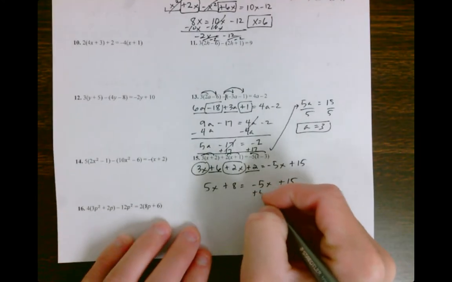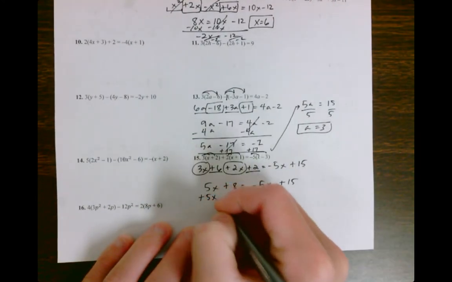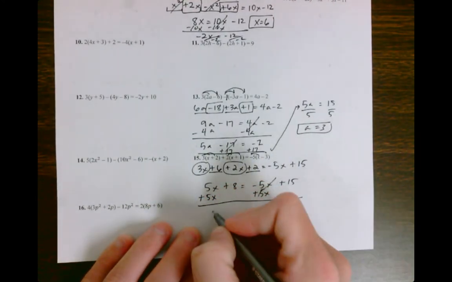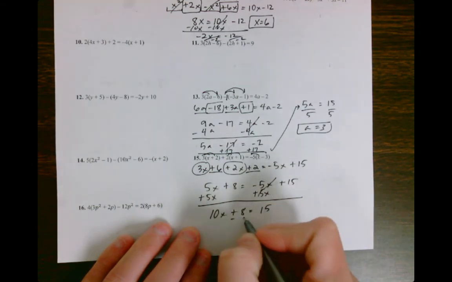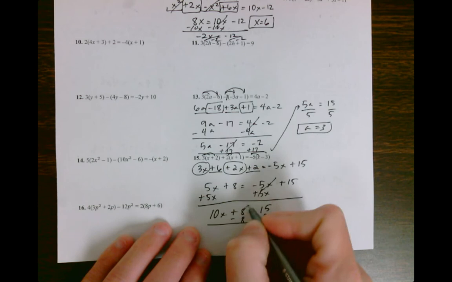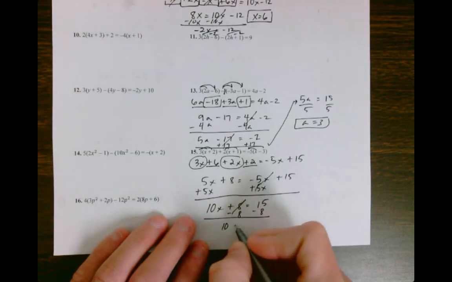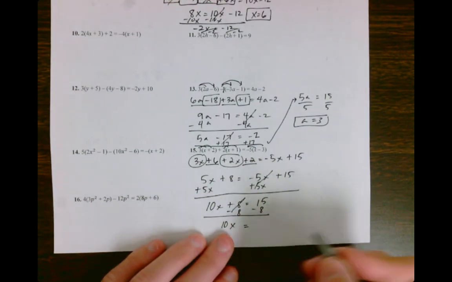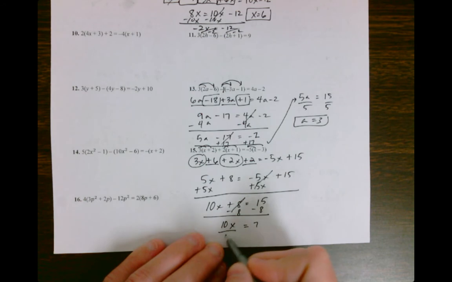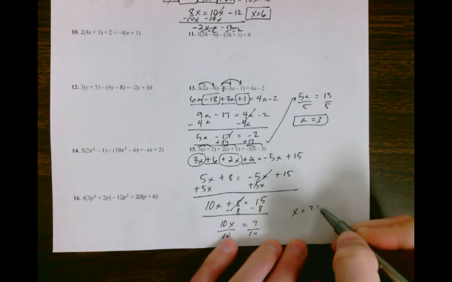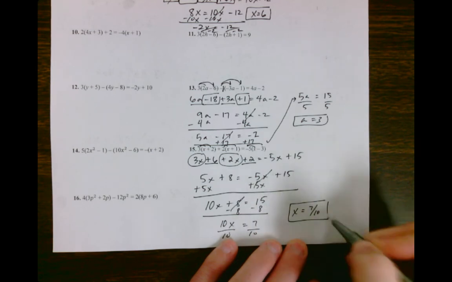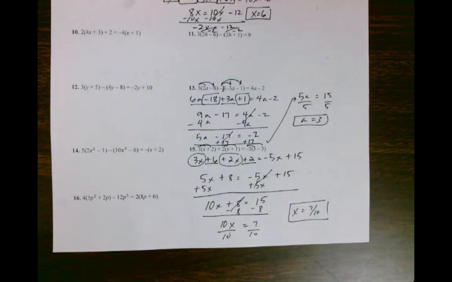Now add my 5x over. So 5 plus 5 gives me 10. Subtract 8. 15 minus 8 will give me a 7, and then divide by 10. So x equals 7 over 10. And go ahead and keep it a fraction. If you want to give me a decimal, you can, but I'd prefer a fraction.